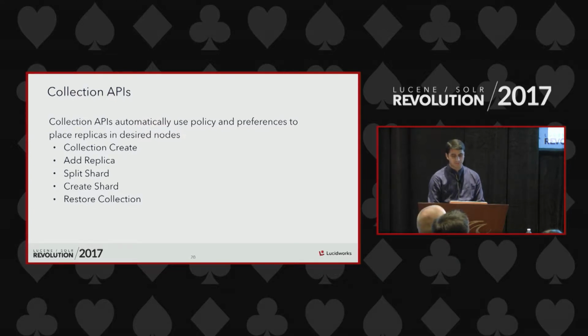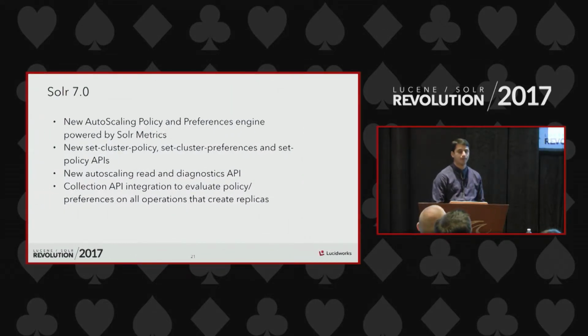So just to recap, in Solr 7, we have a new autoscaling policy and preferences framework. It's an engine which computes it. It's also an engine which gathers all these metrics. And of course, there's a JSON-based DSL to specify it. We have new write APIs to set the cluster policies, to set collection level policies, and to set cluster preferences. We have read APIs for this configuration as well as for diagnostics. And then we have integration with all the collection APIs to actually use this automatically.